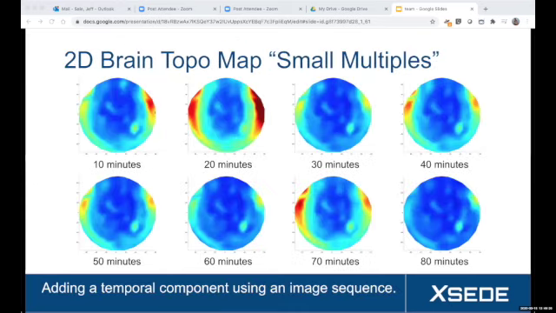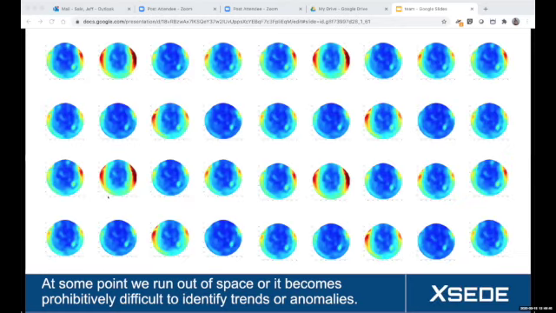And so one way to resolve this is by using what's called the principle of small multiples, shown here. So this is a sequence of 8 2D brain topo maps at 10-minute intervals, and this allows us to easily scan the time-stamped image sequences to make correlations and see trends more clearly. And the more the maps, the merrier, I guess, but at some point we run out of space because it can be prohibitively difficult to identify trends or anomalies with too many maps.